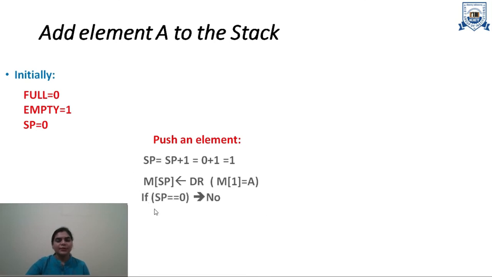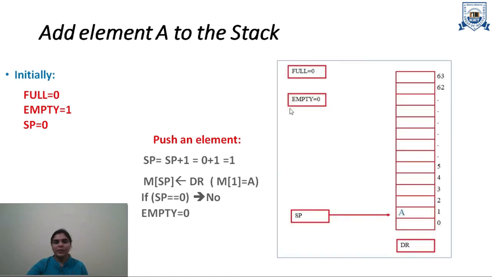Now we will check whether the stack pointer is pointing to 0. No, because the stack pointer is pointing to 1. So this condition will fail. Now we will make empty equals to 0. As you can see in this image, A has been written at address 1. Stack pointer is pointing to 1, the full register is holding 0, and the empty register is holding 0.